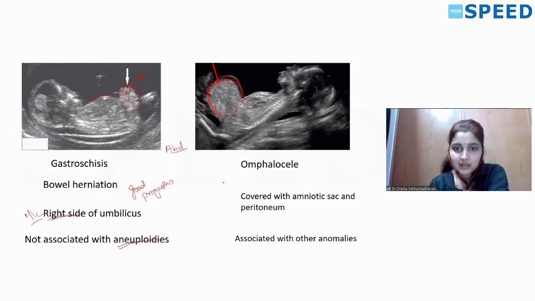Okay. And usually this has a bad prognosis because omphalocele is a part of some other syndrome or genetic disorder or anomaly. And that's why it is difficult. Even if you correct it surgically, the baby might have some other genetic disease or some other anomaly. And because of that, it might be lethal. So these are the differences between gastroschisis and omphalocele.